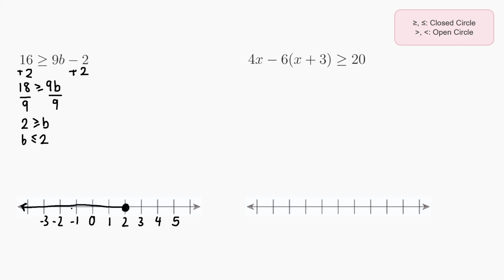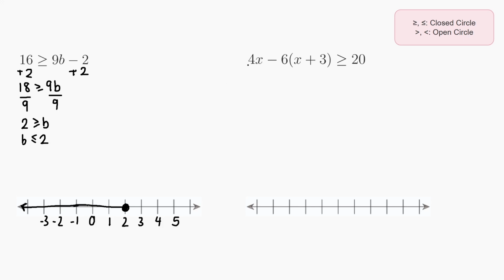Let's check our answer. Answers less than 2, less than or equal to 2 should work. So 0, 1, -1, those should all work. So we know we went the correct direction. Now, let's solve one last practice problem.